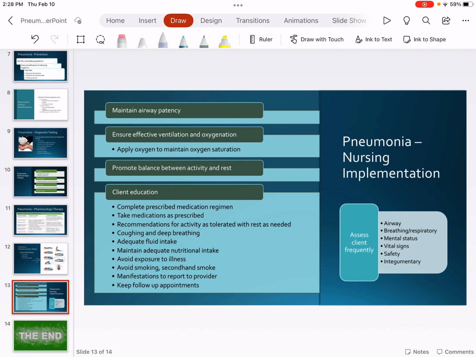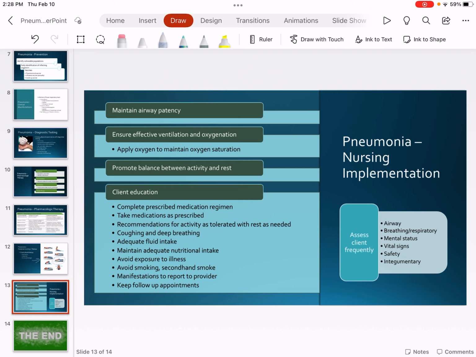So, pneumonia prevention. It's important to identify vulnerable populations. Early identification of the infecting organism is important so that it can be treated properly, right? And then vaccines are also another important factor. The pneumococcal vaccine is specifically the pneumonia vaccine. High-risk clients would be a good candidate for that. So 65 and older would be considered high risk.